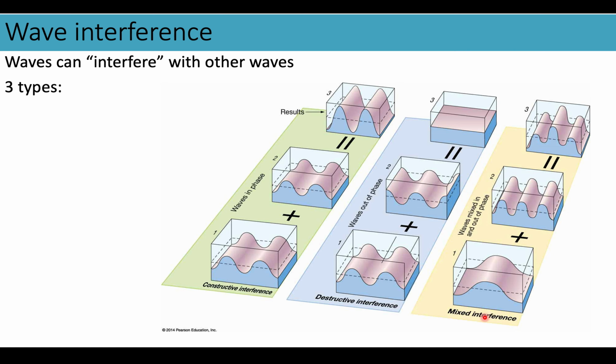Mixed interference is where you have something that is not necessarily in phase and not specifically out of phase, so you end up with wonky looking waves. You have some destructive, some constructive, some destructive, depending on how the different pieces of the wave interfere with each other. So the rogue wave would be considered constructive interference for the most part.